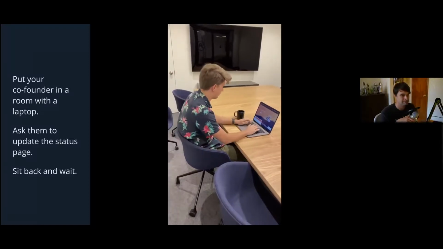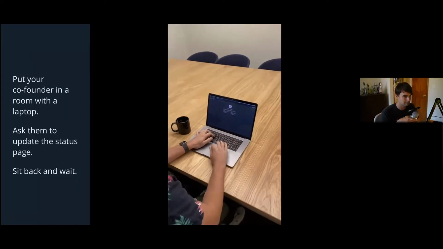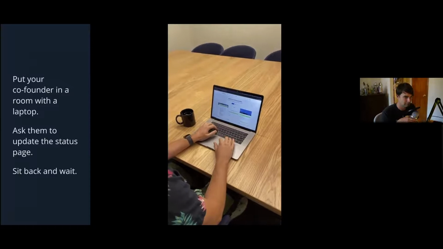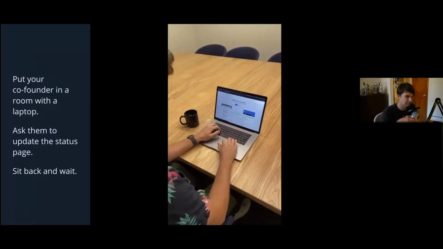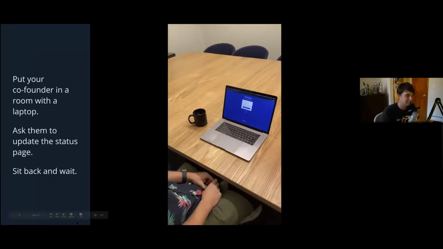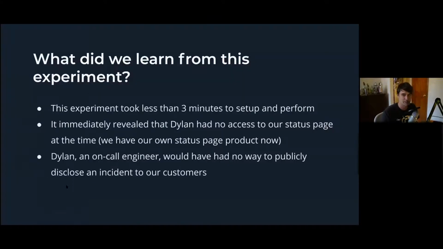Okay, great. So I'm going to go to statuspage.io. And I'm not logged in, because only Bobby has credentials for the status page. And now I'm stuck and don't know what to do. About 30 seconds is all it took to find that an on-call engineer could not update our status page. That's all it took. And it immediately revealed that Dylan had no access.